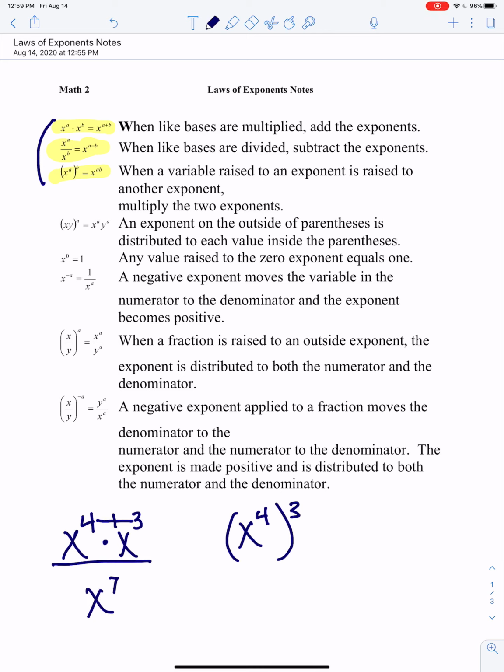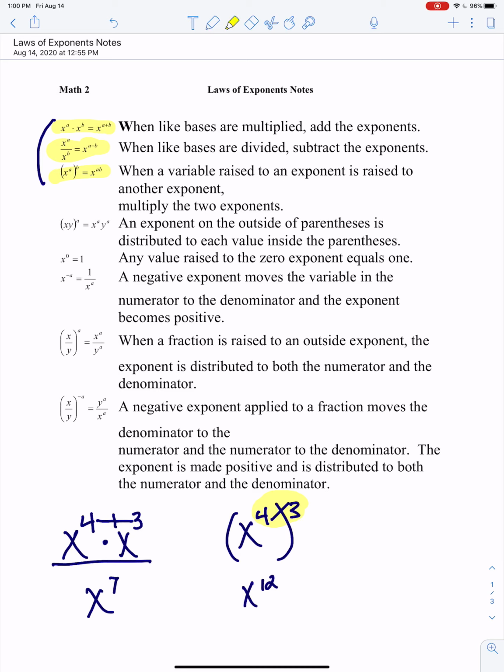Over here on the other one, x to the fourth to the third, you've got a power raised to another power. And so when you've got that power raised to another power, it's like you've got that multiplication there. It makes that multiplication sign. So then, of course, that's going to give you x to the 12. So that's one little trick I use to remember. Okay, so moving on.